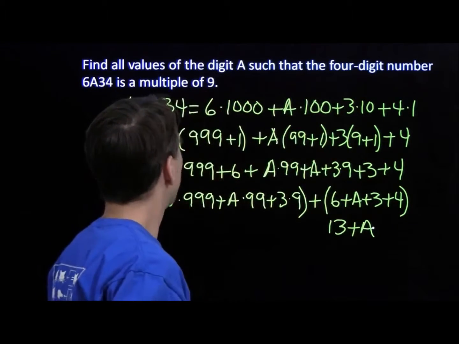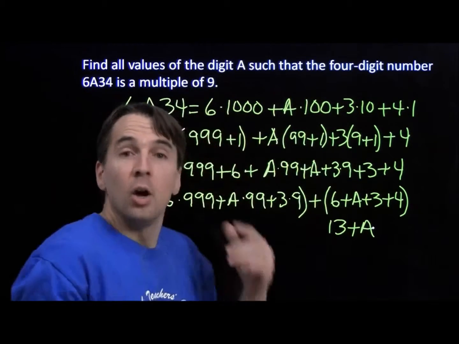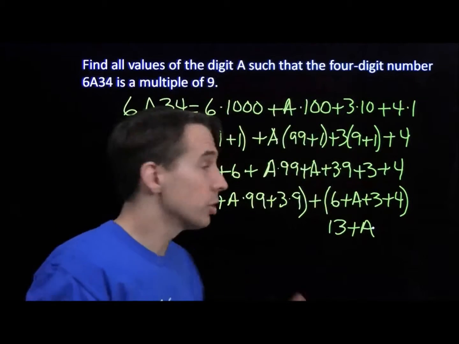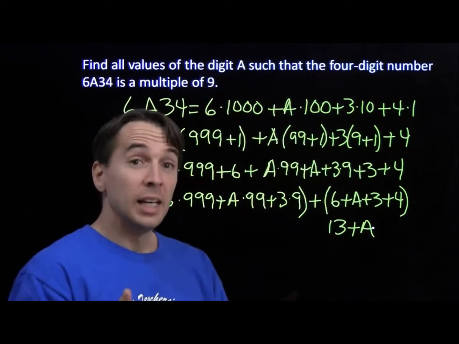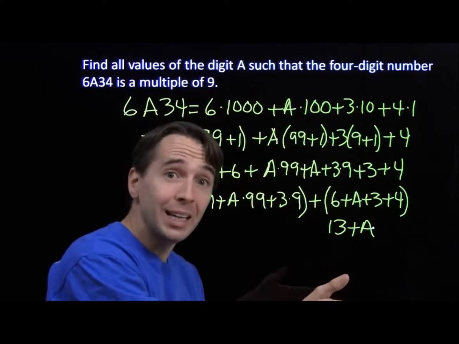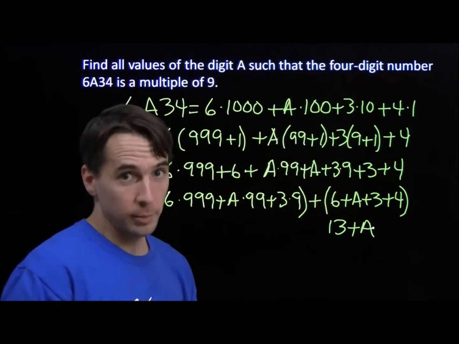So our rule for finding if a number is a multiple of 9 works for 3 as well. If the sum of the digits is a multiple of 9, then the number is a multiple of 9. If the sum of the digits is a multiple of 3, then the number is a multiple of 3.